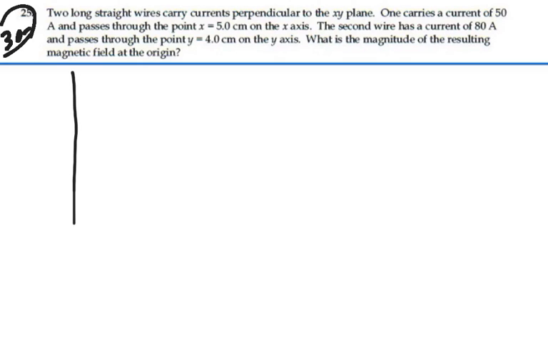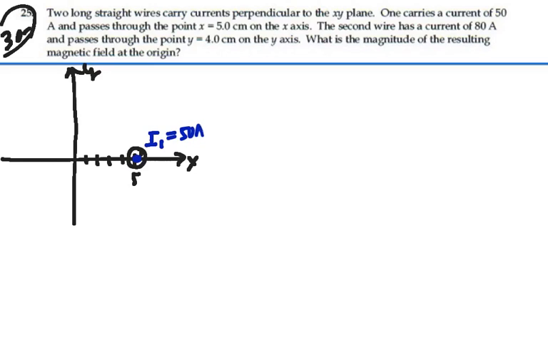Alright, so let's take a look at what we have here. Here's x, here's y, and at x equals 5 centimeters, 1, 2, 3, 4, 5, we have a current. Let's have it going out of the page towards you, and we're told that current is 50 amps. And then at y equals 4 centimeters, we have another current in the same direction. We'll have it coming out of the page towards you, and that current is 80 amps.